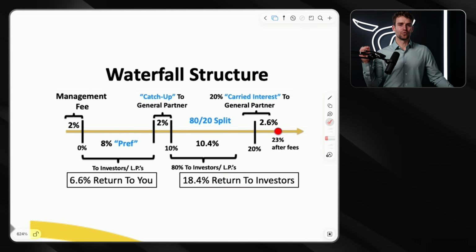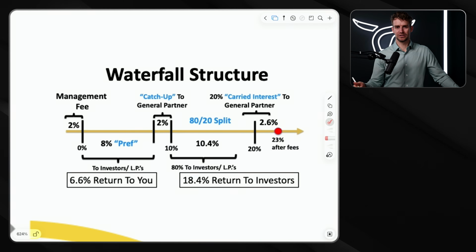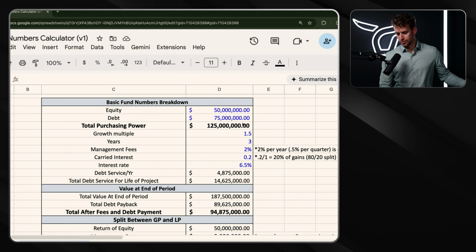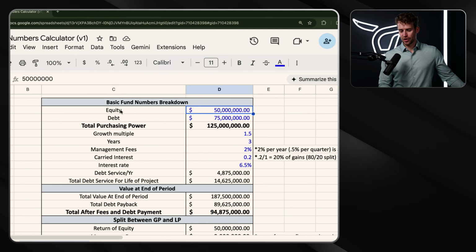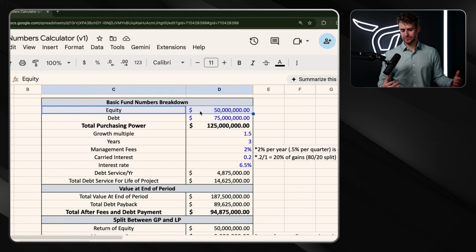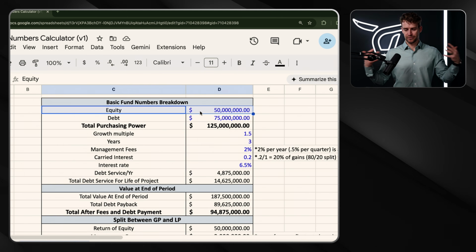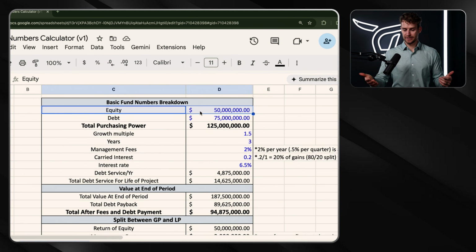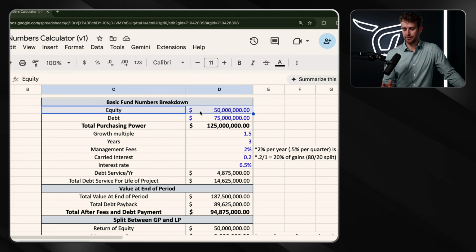Now, this makes sense with a real life example. So let's break down a $50 million fund and what it would look like. All right, so here we are. Let's assume we raised $50 million of equity for our fund. That's dollars in from investors. And by the way, this is a spreadsheet we share with people at Fund Launch. If you talk to one of our team members, I think we can actually provide this to you. You can go play with the numbers yourself.